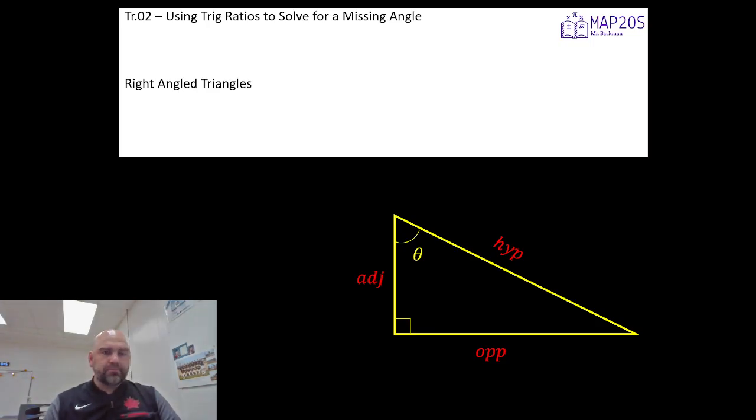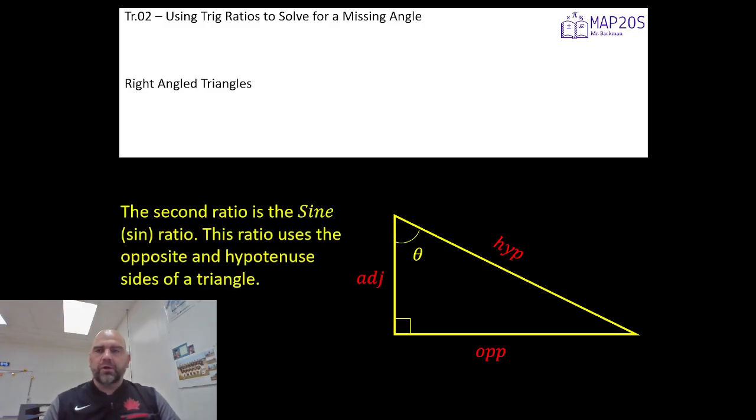In this lesson here, we're going to go through a couple other ones, and we're going to look at the two other ratios that we can use. The second ratio that we're going to use here, so first is tangent. Second one is sine ratio, S-I-N-E. We simplify it to sin, or S-I-N. I still say sine every time, but it's going to be our sine ratio.